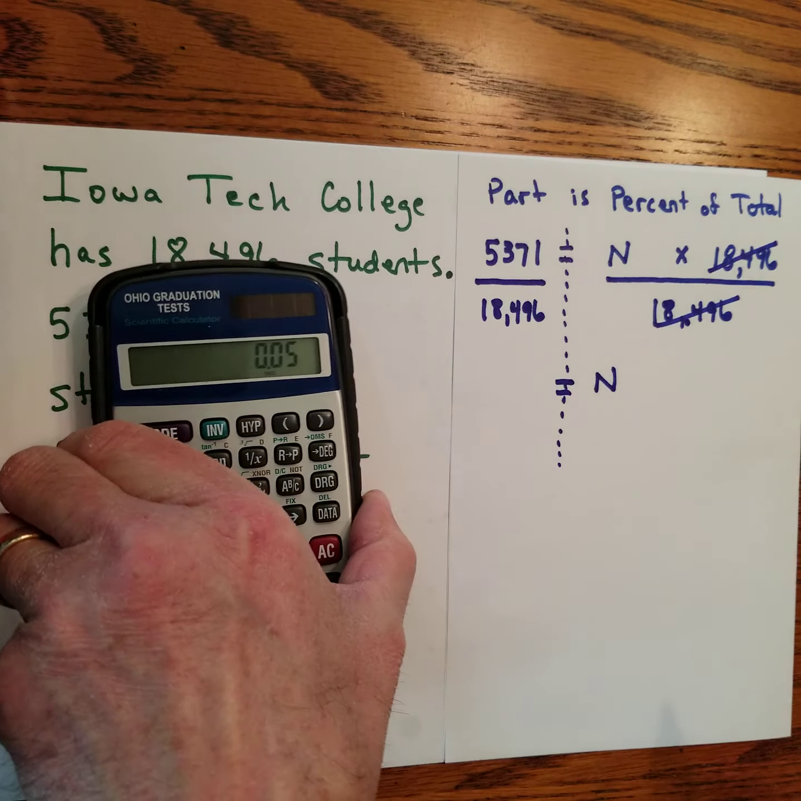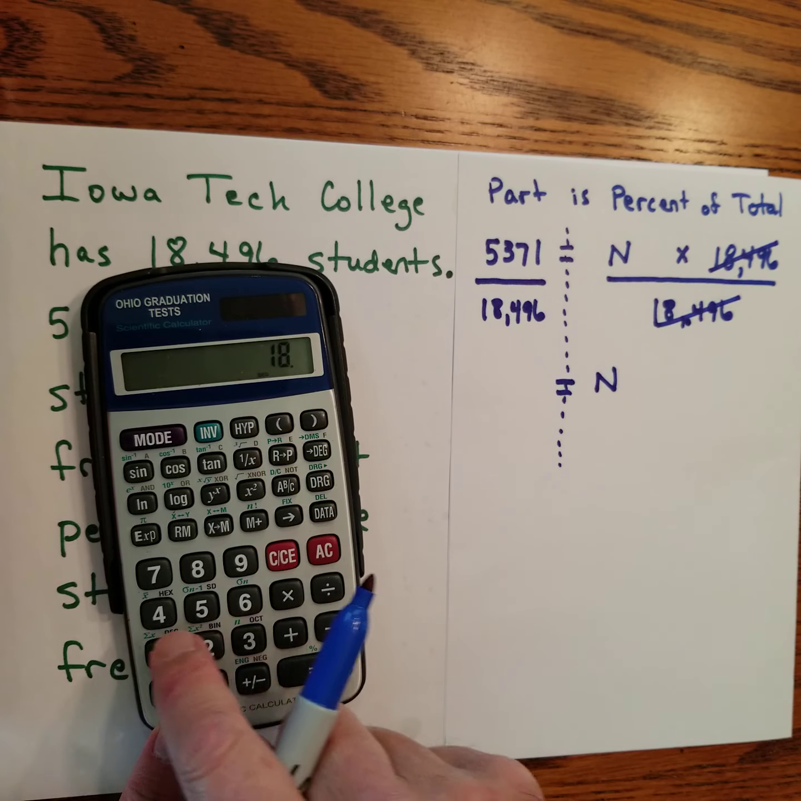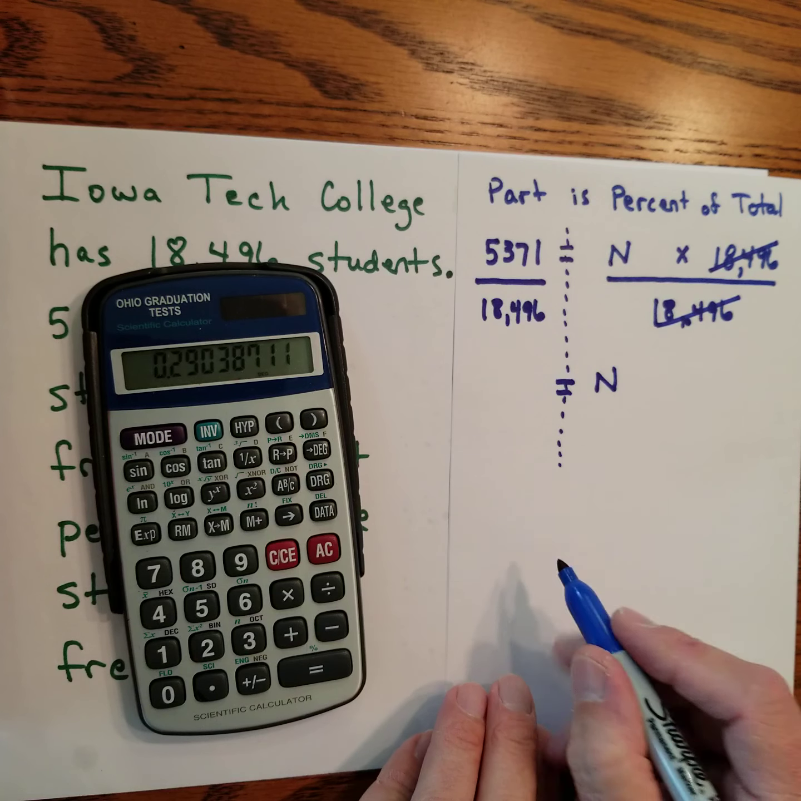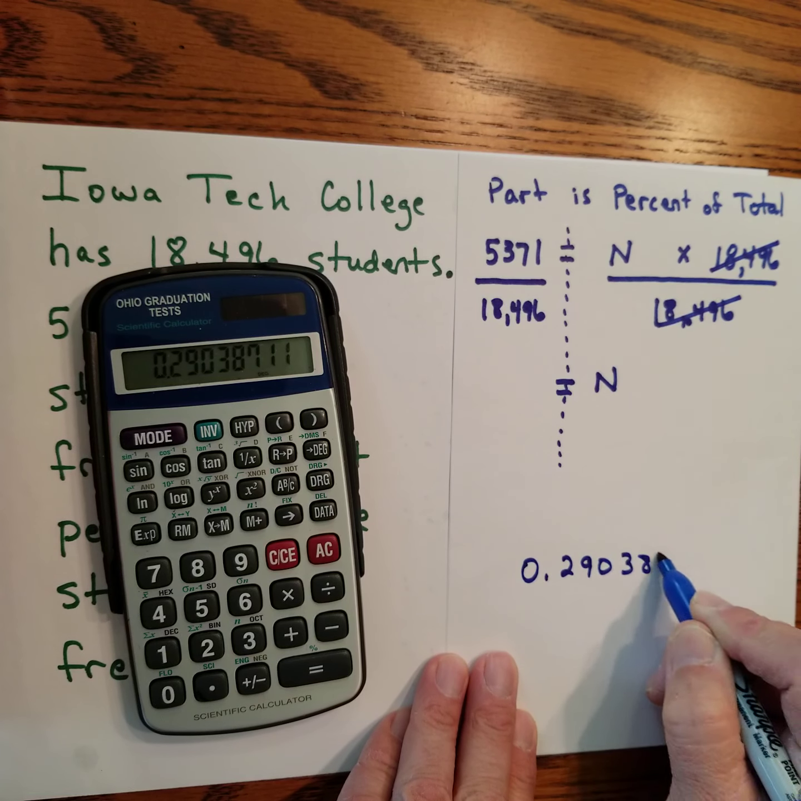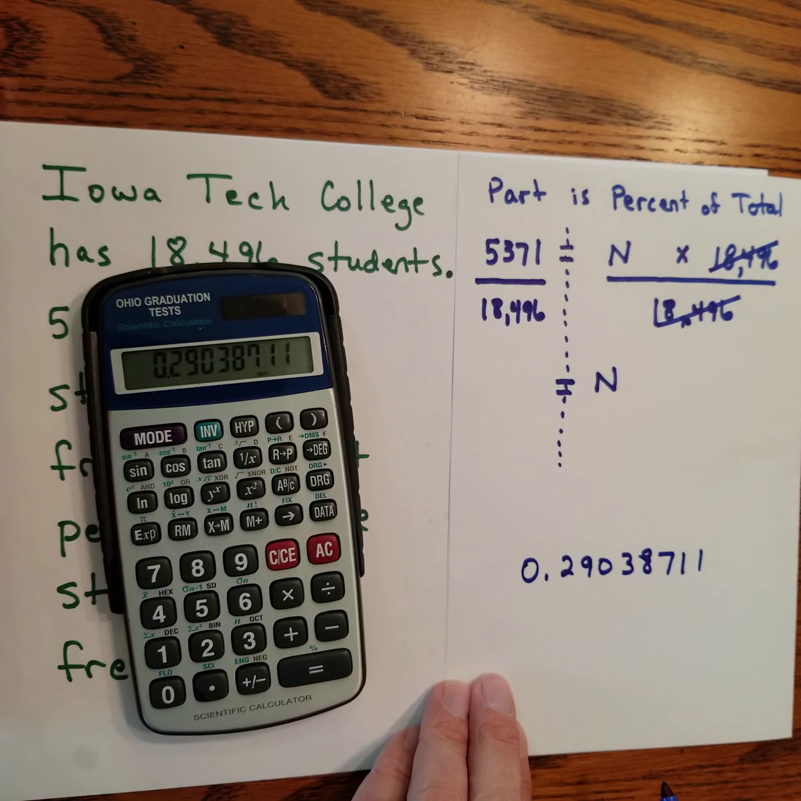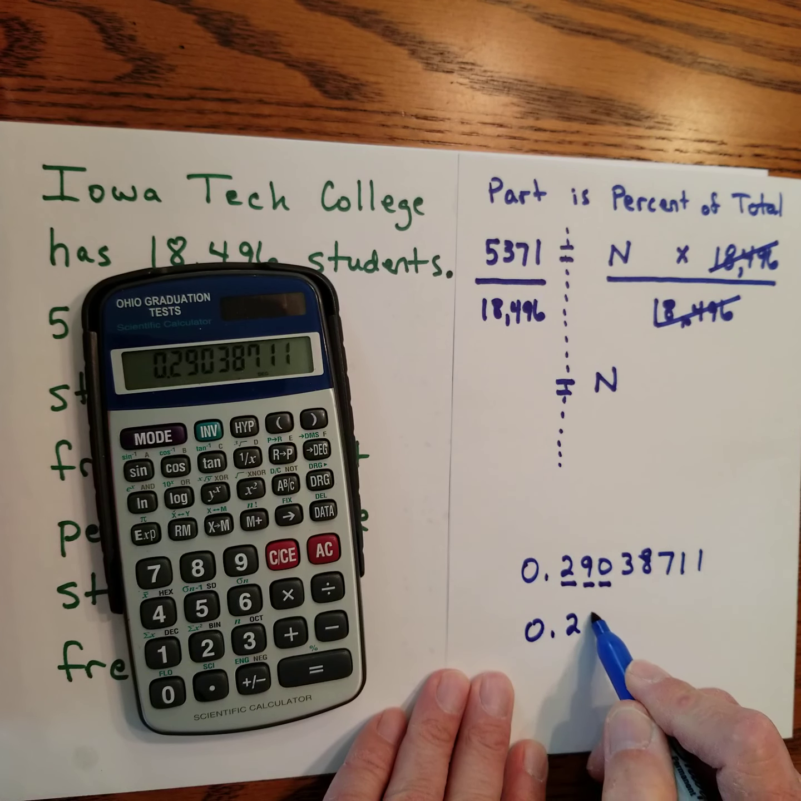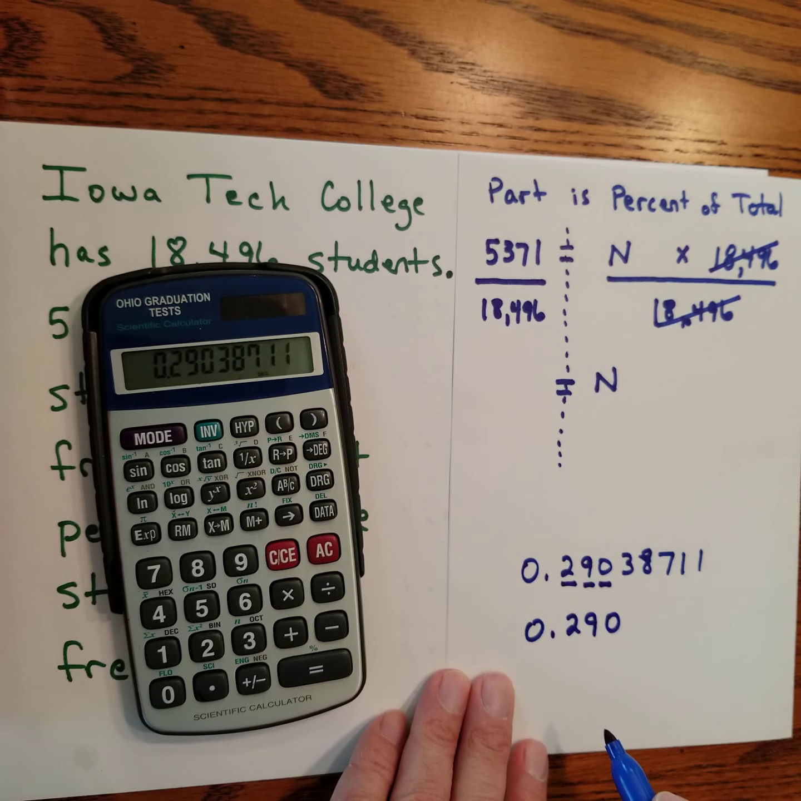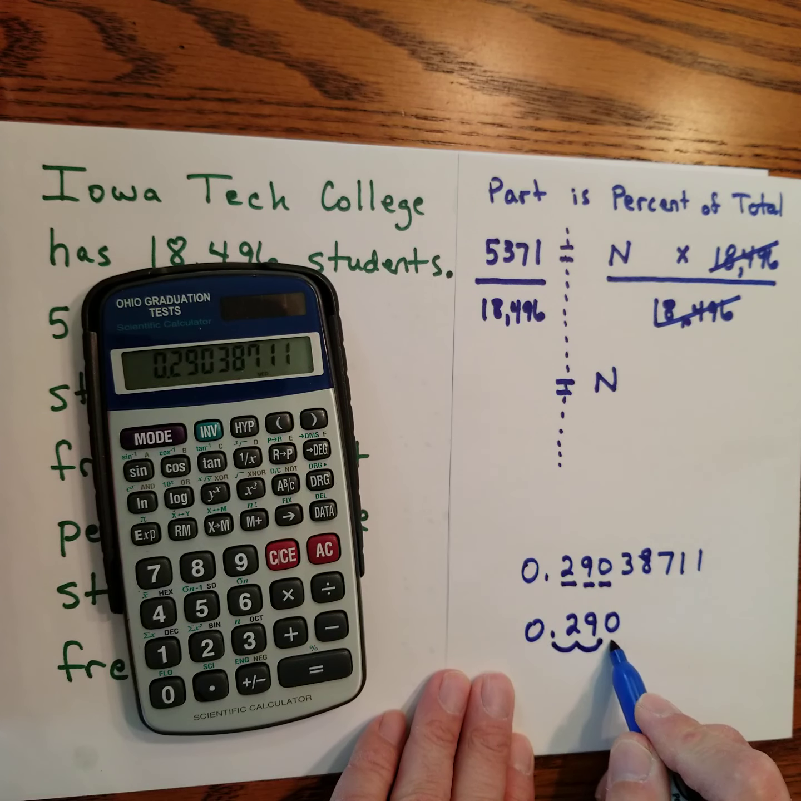When I do that on a calculator, type in 5,371 divided by 18,496. My calculator gives me this decimal, 0.29038711. In order to change that into a percentage, I'm only going to look at these three decimal places, 0.290. Now, would I call that closer to 29% or 30%? If I move the decimal point 2 spots to the right, this number is small, that remains 29%.